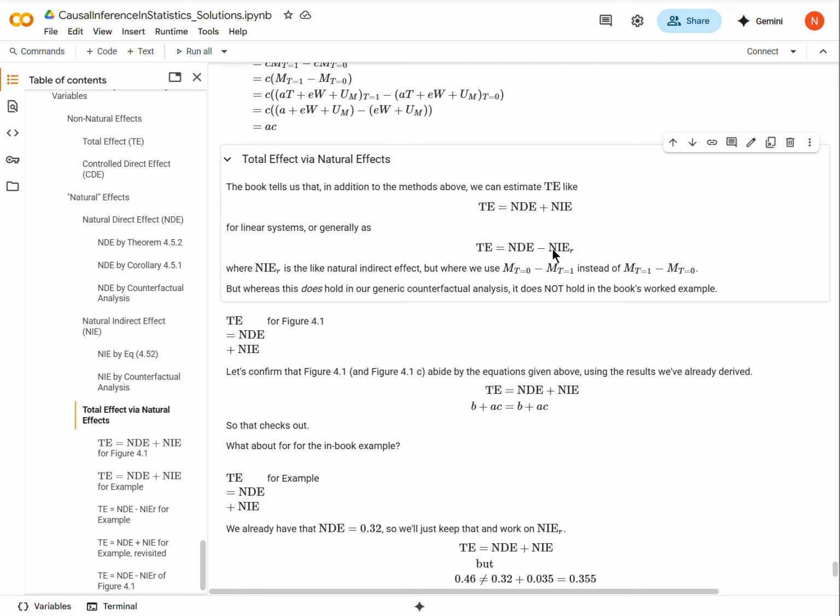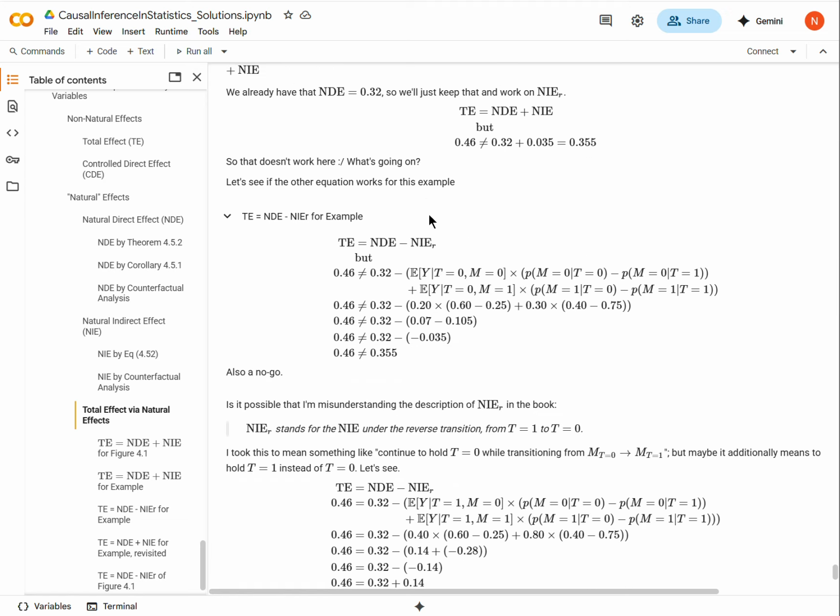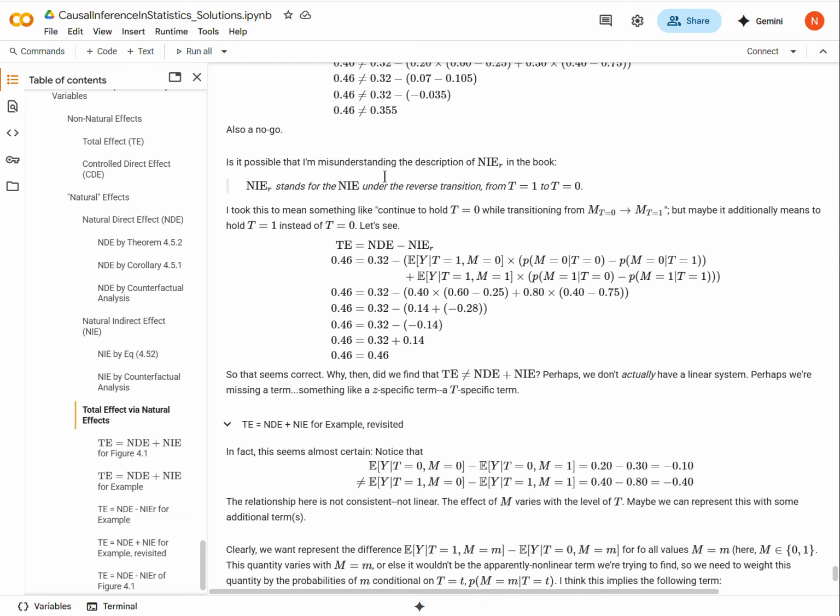I mean, not that it doesn't work. It does. It works perfect. But it's also not intuitive. Like, how do you subtract the NIE sub r and what's the NIE? It just doesn't have an intuitive feel for it. And so is there a way to just modify this linear expression here to account for that nonlinearity? And there kind of is.